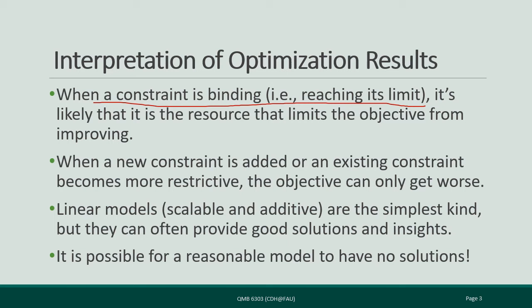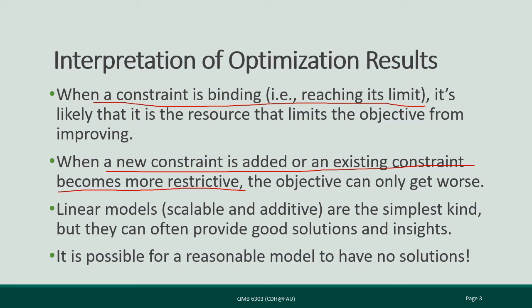Also, when you add a new constraint, or when you make an existing constraint more restrictive, you always get a worse objective. So it means that the optimal is always worsened when you add a new constraint, or when you make the constraints more restrictive. This is intuitive, but sometimes people don't quite understand that, so I think it's important to keep this in mind as a common sense debugging tool. So if you add a new constraint and the optimal solution actually improves, then you know something is wrong.